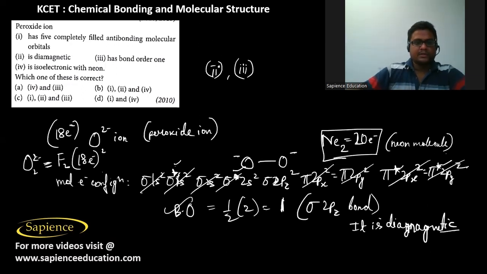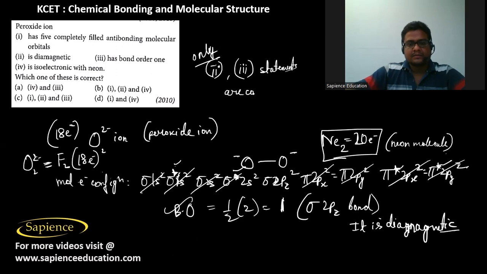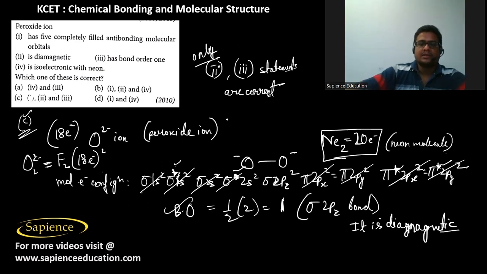So it means here none of the options are correct, since only statements 2 and 3 are correct. In option C, if we exclude the first statement, then only we can say that option C is correct. Else, actually here none of the options are correct.